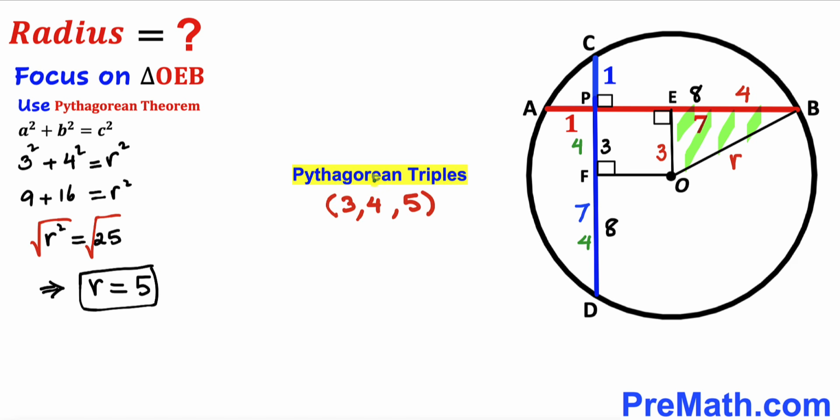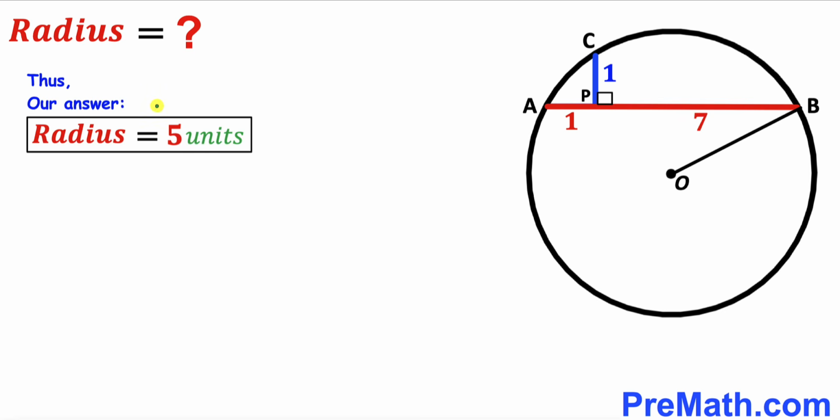Alternatively, we could have used the Pythagorean triplets as well, 3, 4 and 5, since our sides are given as 3 and 4. So our radius would be 5 units. Thus, after all the calculations and manipulations, the radius of this circle turns out to be simply 5 units. In other words, the radius of this circle turns out to be 5 units, and that's our final answer.